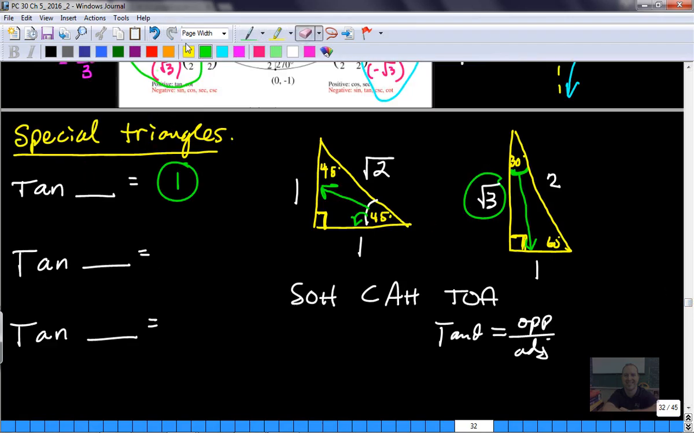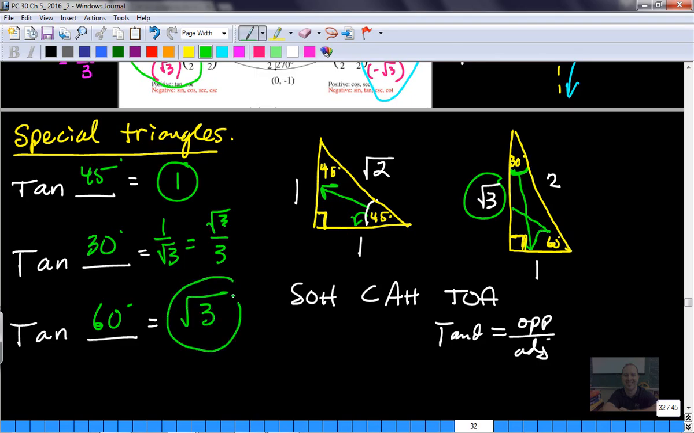Okay, so tan of 45 is what I meant to put there. Tan of 30 is what we're calculating now, 30 degrees, is 1 over root 3, which simplifies to root 3 over 3. And that should match up with your unit circle. And finally, 60 degrees, opposite side is root 3, adjacent is 1. Root 3. Now, does that match up with the unit circle values that we just determined?